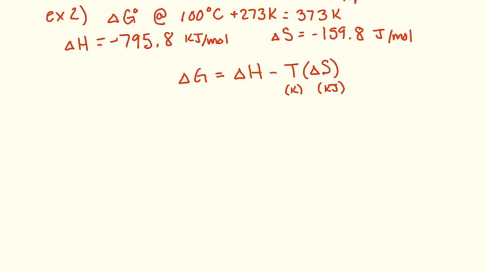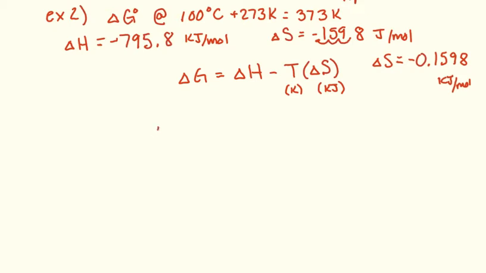So we have 373 degrees Kelvin. So we've got our T, and then our delta S needs to be converted to kilojoules. So we're going to move the decimal 1, 2, 3 spaces to the left, and we can rewrite that over here as a negative 0.1598, and that will be kilojoules per mole. So now we're ready to plug it into our equation.